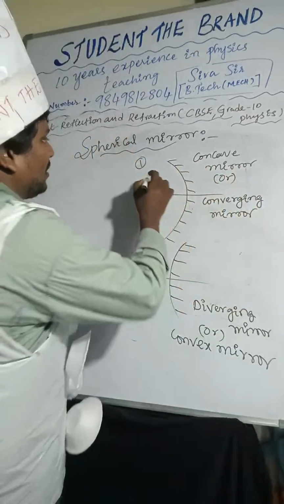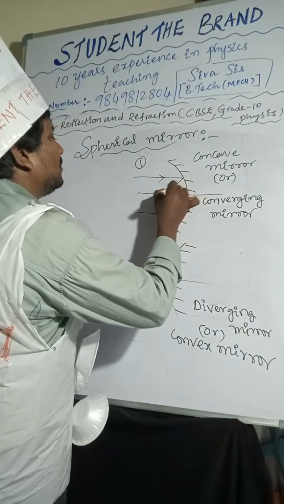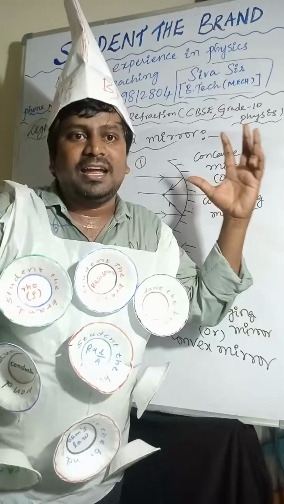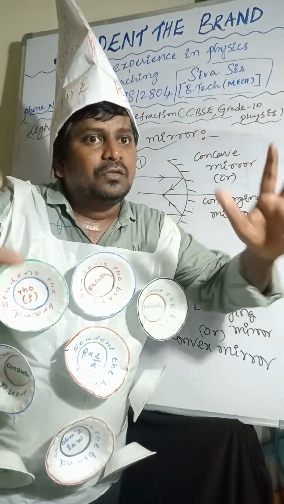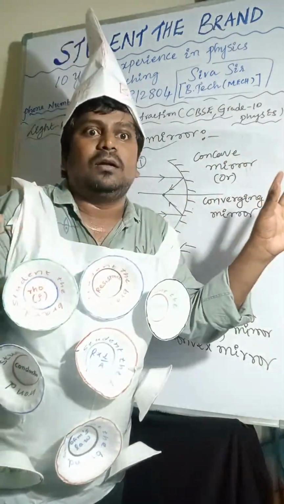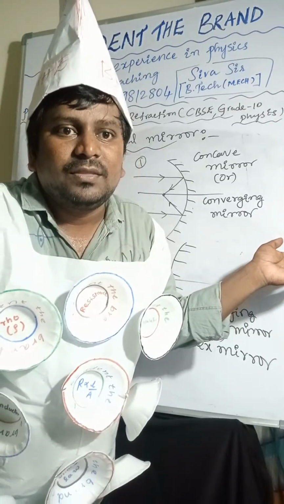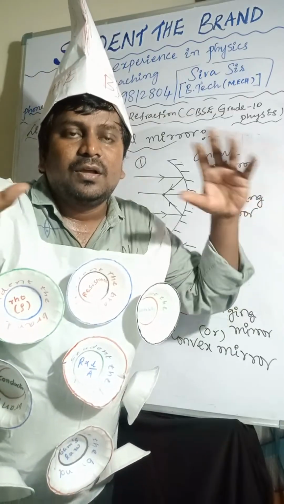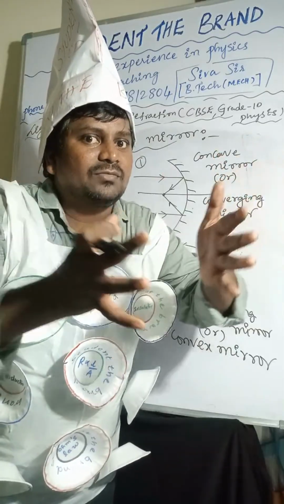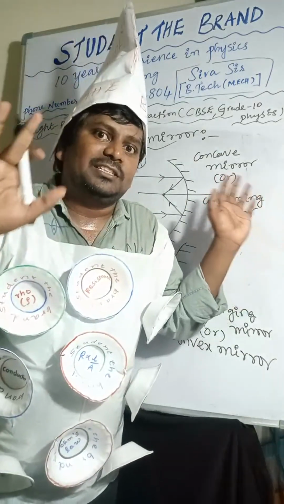When light rays fall on it, they reflect back. Those light rays will move towards the principal axis. If the light rays are incident on it, those light rays reflect and move towards the principal axis. That's why it is called a converging mirror. Whenever light rays are incident on it, after reflection, those light rays will move towards the principal axis. That's why it is called a converging mirror.